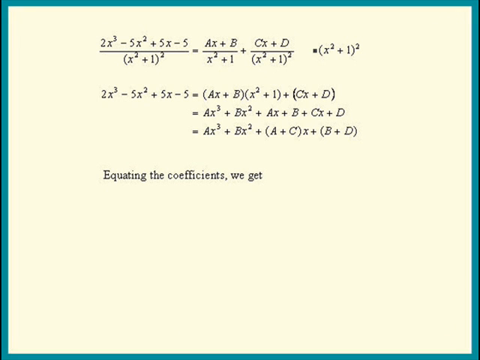Match up the x cubed coefficients, we get a equals 2. The x squared coefficients, we get b equals negative 5. The x coefficients, we get a plus c equals 5. Then finally the constant terms, b plus d equals negative 5. So we have 4 equations. This is a pretty easy problem again. We'll do some harder problems in part 5.